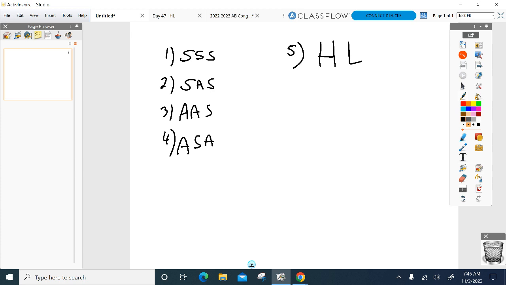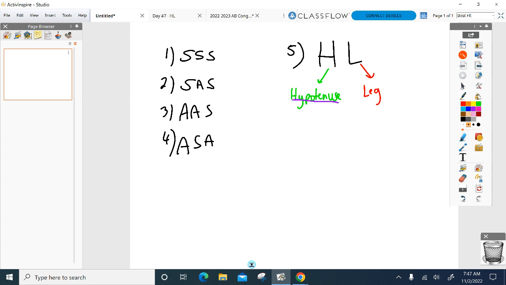And this is on your paper already here. I'm just going through it. HL. Totally different than the other 4. What's it stand for? The H stands for this word here, hypotenuse, which I'm sure you've seen a few times in your mathematical career. Hypotenuse. And the L stands for leg. HL, hypotenuse, leg.